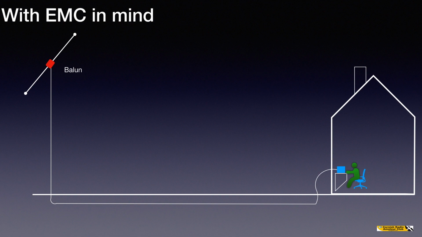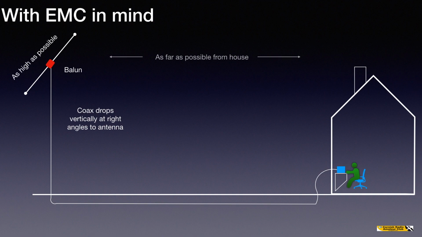So then, with EMC in mind, we fit a balun to the antenna. We drop our coax vertically at right angles to the antenna, and we mount the antenna as high as possible and as far from the house as possible. Now, this is not always possible depending on the house circumstances, etc. But this is, if you like, the ideal solution. The coax is buried underground. This means that if there is any radiation from the braid, it will be absorbed by the ground in which it's buried.